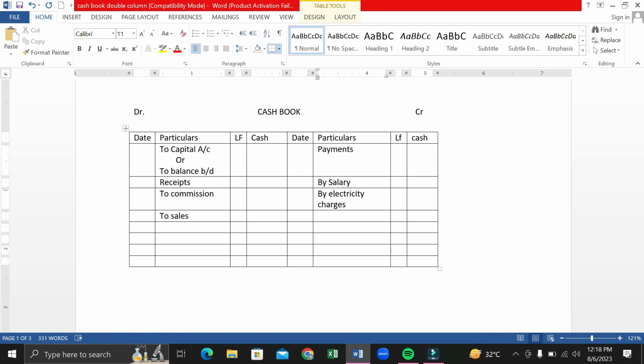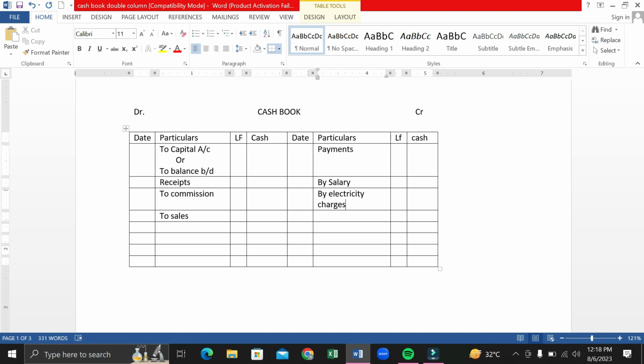So you could see that this is the easiest way. In the debit side, when the income or the receipts increase, or there are receipts in the business, that will be transferred to the debit side. On the other hand, when there are payments, the cash will be reduced and that value will be transferred to the credit side. So this is the basic, and only the basic, of the cash book.